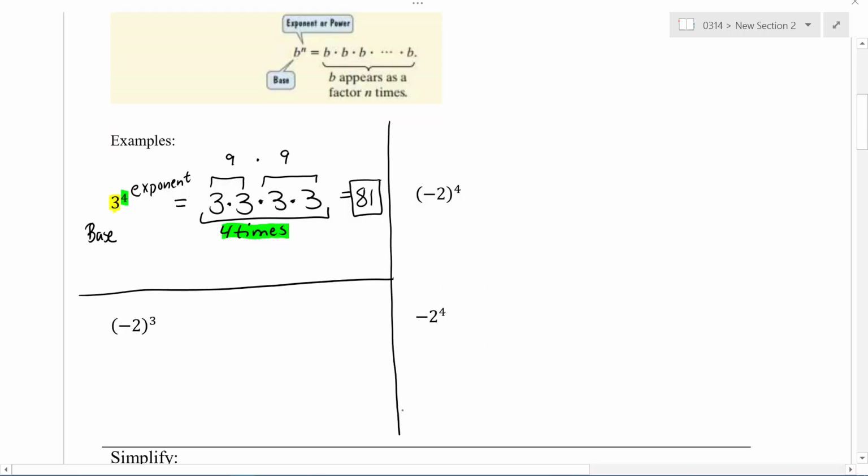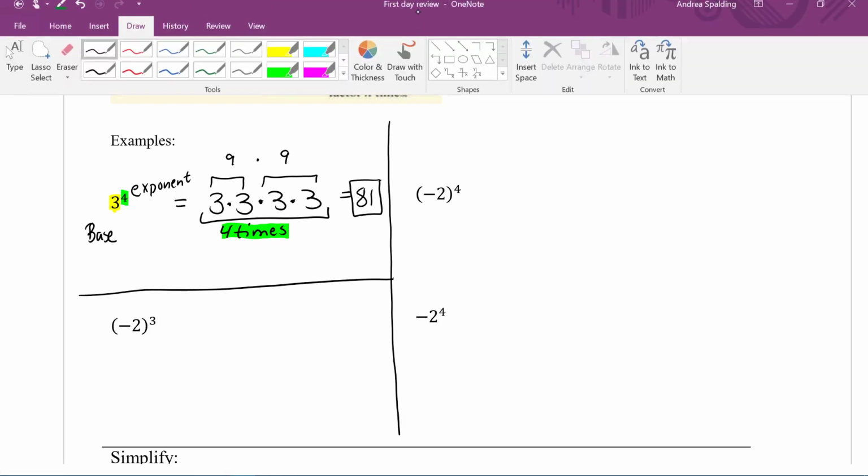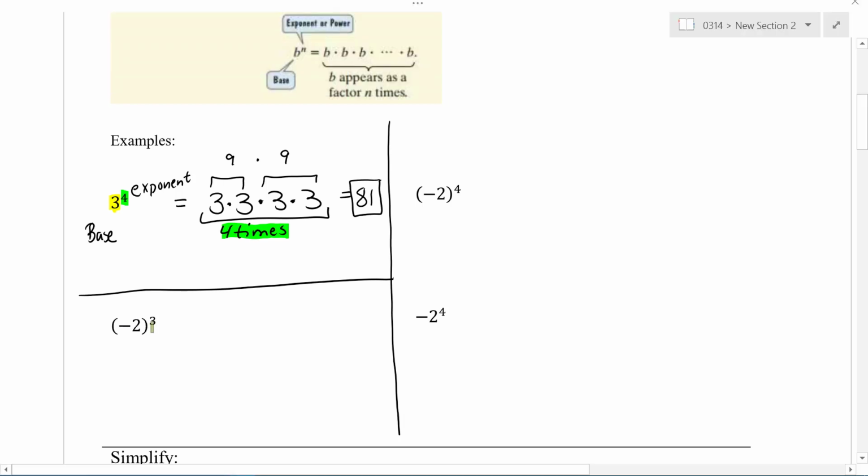Okay, so let's look at our next example. We have negative 2 to the power of 3. Now this time, what is the base? The base is always the number that's directly in front of the exponent. And you can recognize that exponent because it's always a tiny number in the upper right. So it's always really tiny. The number that's directly in front of that exponent is what we would call the base.